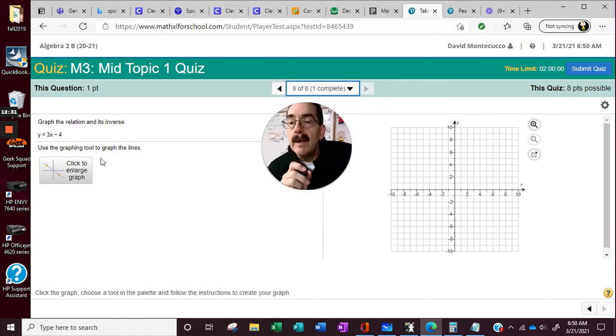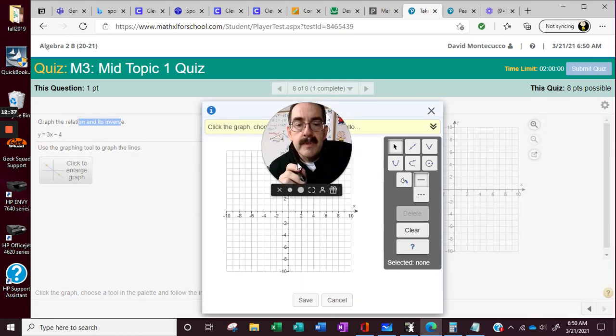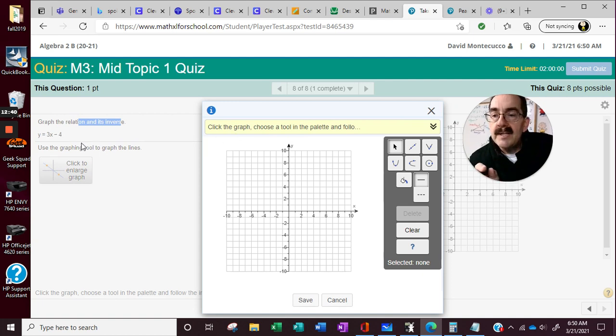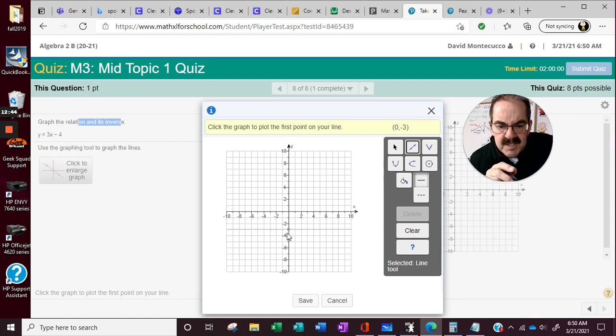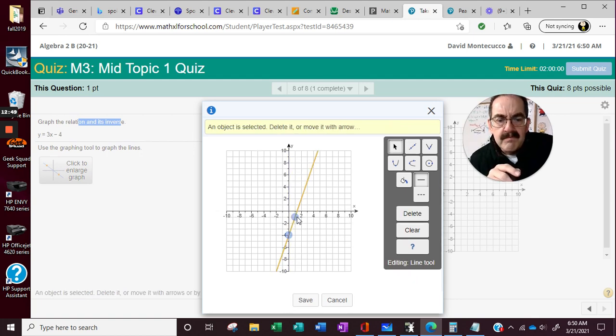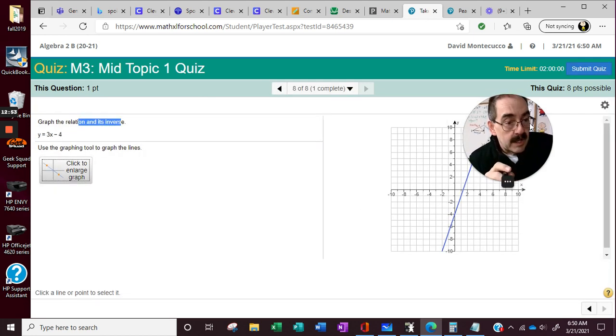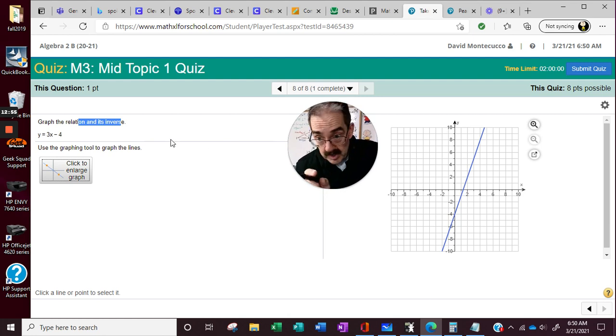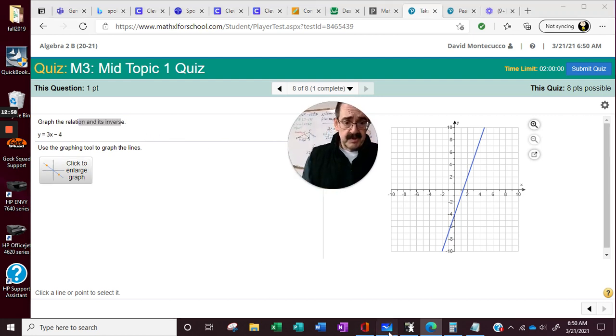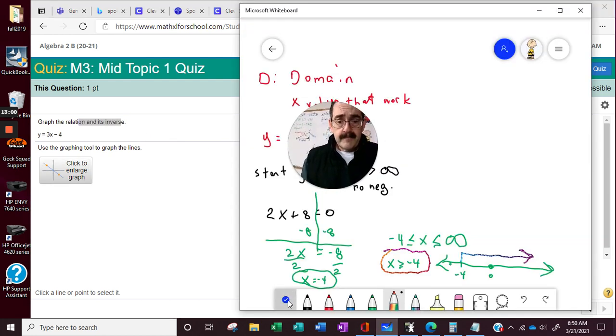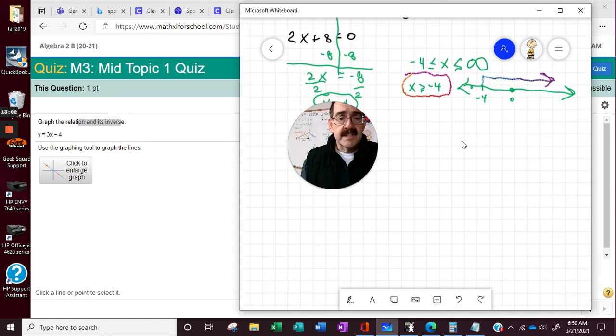Okay. All right. Graph the relationship. If you've never graphed on Math Excel, click to enlarge. And hopefully you recognize that 3x minus 4 is a line. The y-intercept is negative 4, slope 3. 1, 2, 3, over 1. Boom. Okay? Now, we want to save that. All of you know how to do that. We're not teaching inverse this year because we don't have time. But the inverse is this.